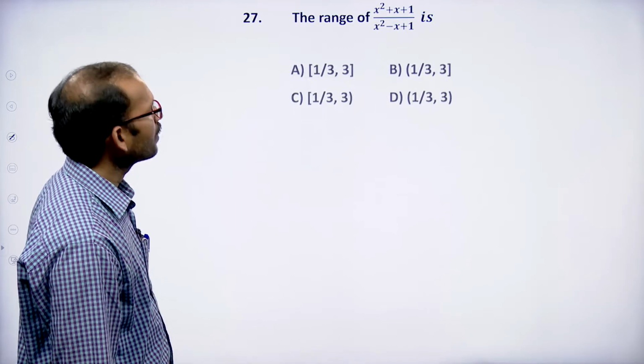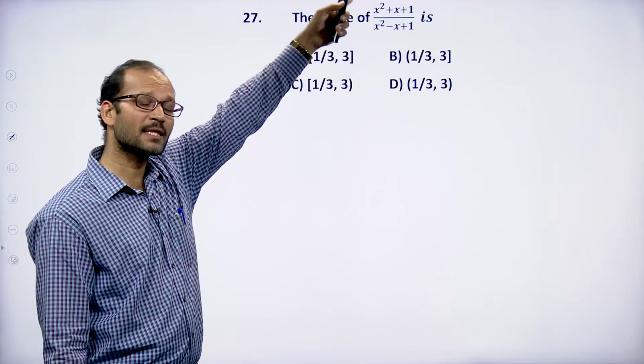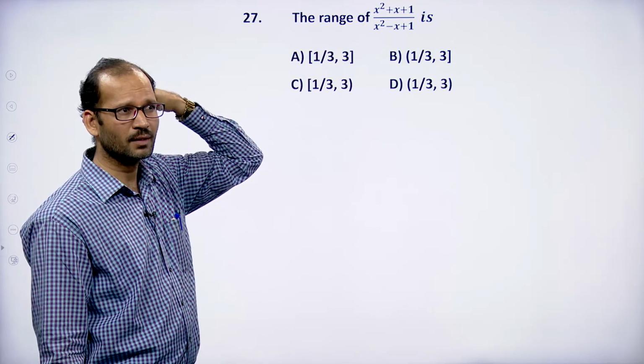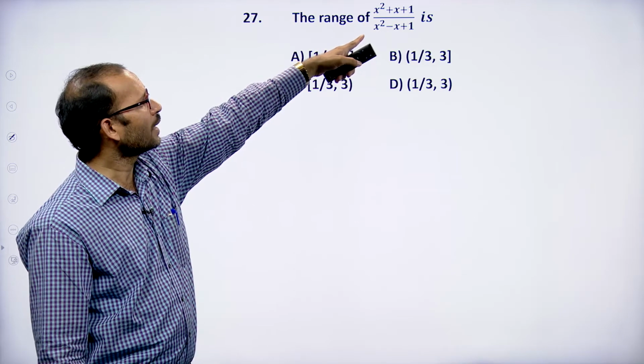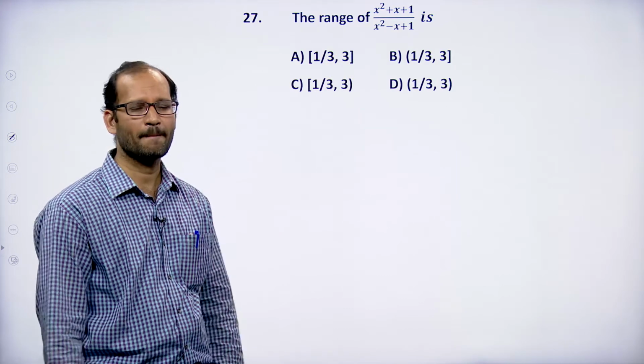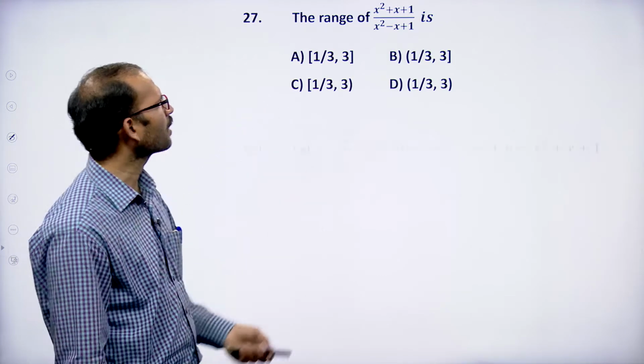The range of, here we can apply the same, a similar question: (x² − x + 1)/(x² + x + 1) we had in the previous question, the one before last, and here we have (x² + x + 1)/(x² − x + 1). Same answer, there is no change in the answer. So 1/3, 3 is the answer.